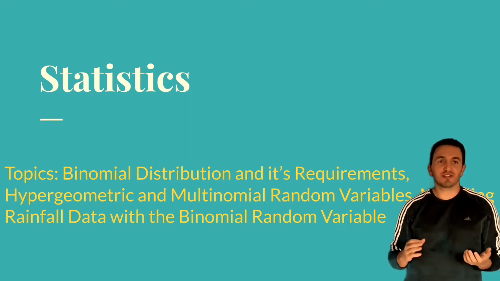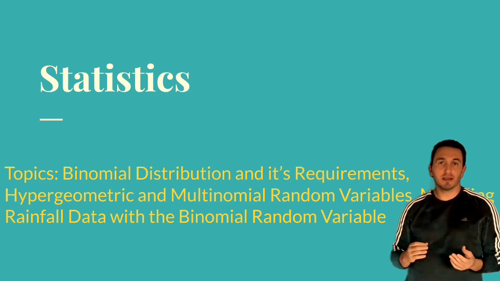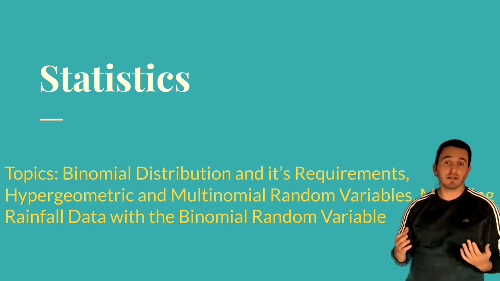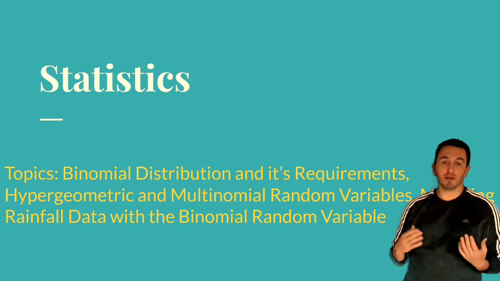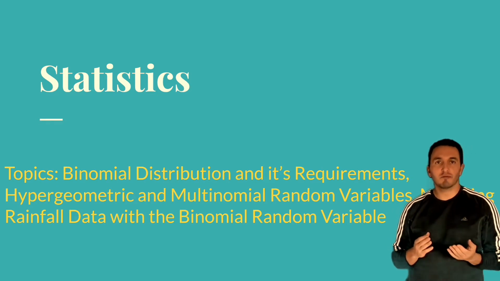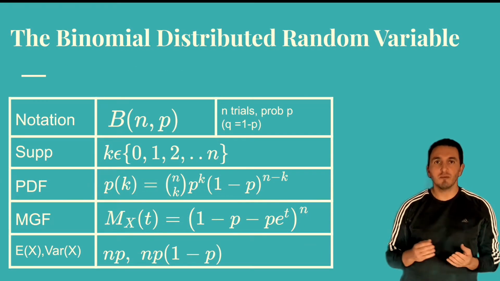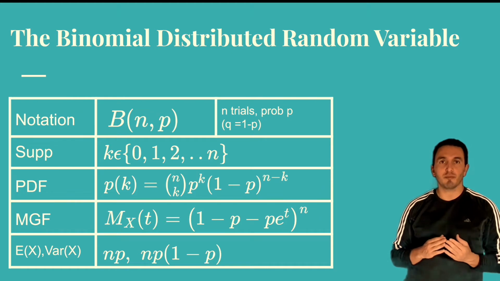Welcome to a lecture about the binomial random variable and modeling and approximating real-world events with the binomial random variable. As we recall, when we talk about an instance of a random variable, we talk about the probability triplet, which is SEP: the sample space, event space, and probability space.